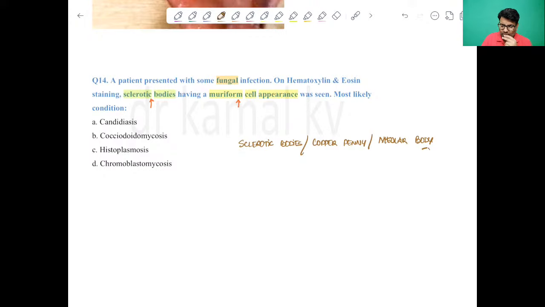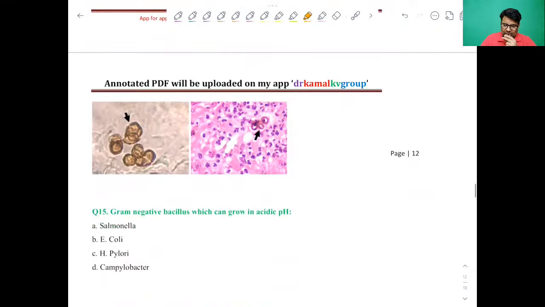Yes, anyone? The moment you have this word copper penny, they look brown, and muriform means that if this is the cell, they have partitions, right? This is what is known as muriform. So Dr. Kanaya, yes, this is Chromoblastomycosis. And here we can see the classical copper penny.